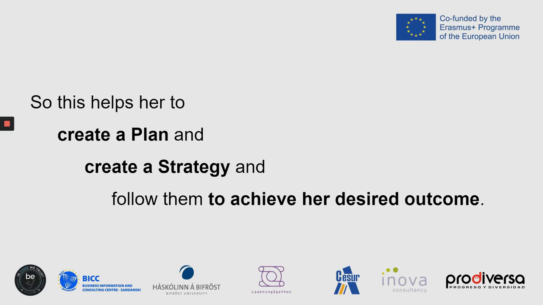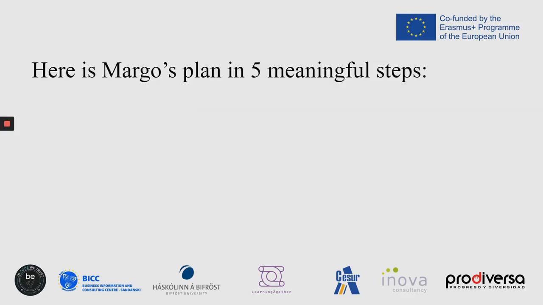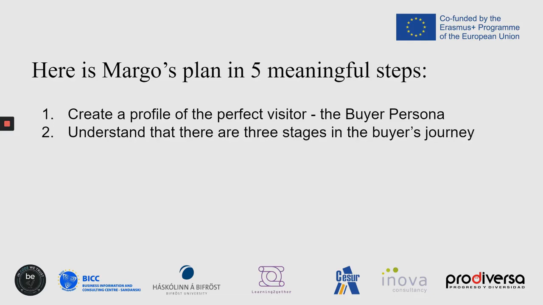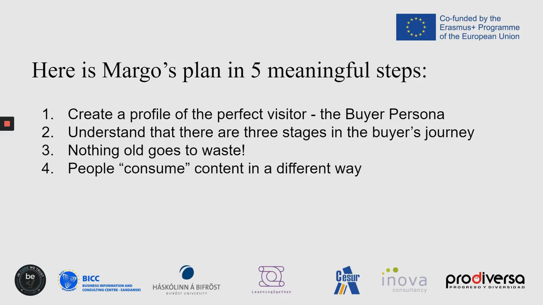So, this helps her to create a plan and then create a strategy and follow them to achieve her desired outcome. Here's Margot's plan in 5 meaningful steps. Step 1. Create a profile of the perfect visitor, the buyer persona. Step 2. Understand that there are 3 stages in the buyer's journey. Step 3. Nothing old goes to waste. Step 4. People consume content in a different way. And step 5. Content promotion.